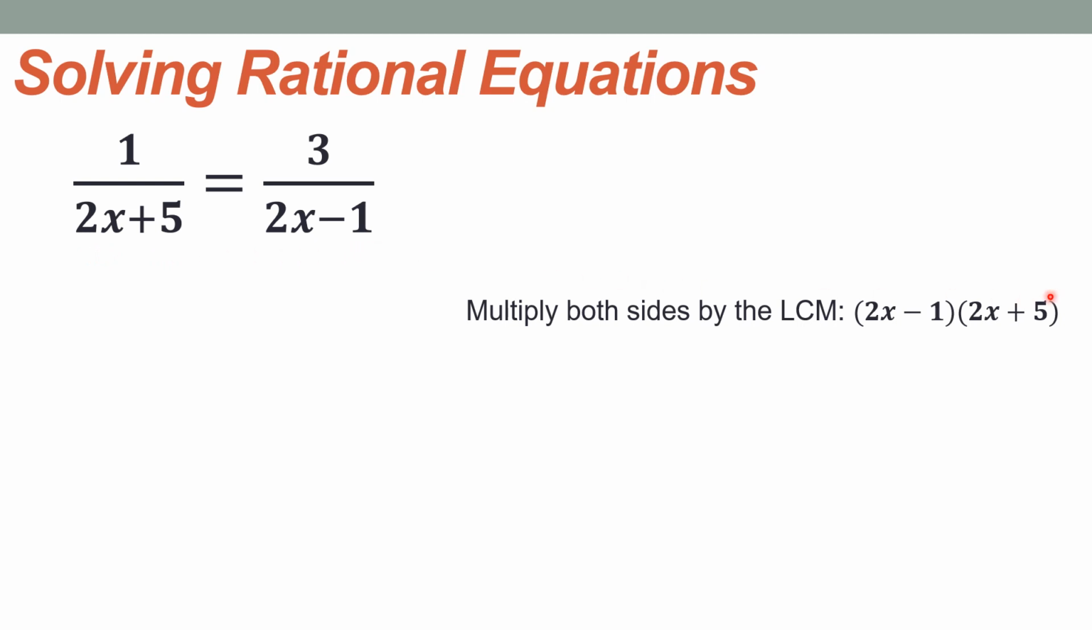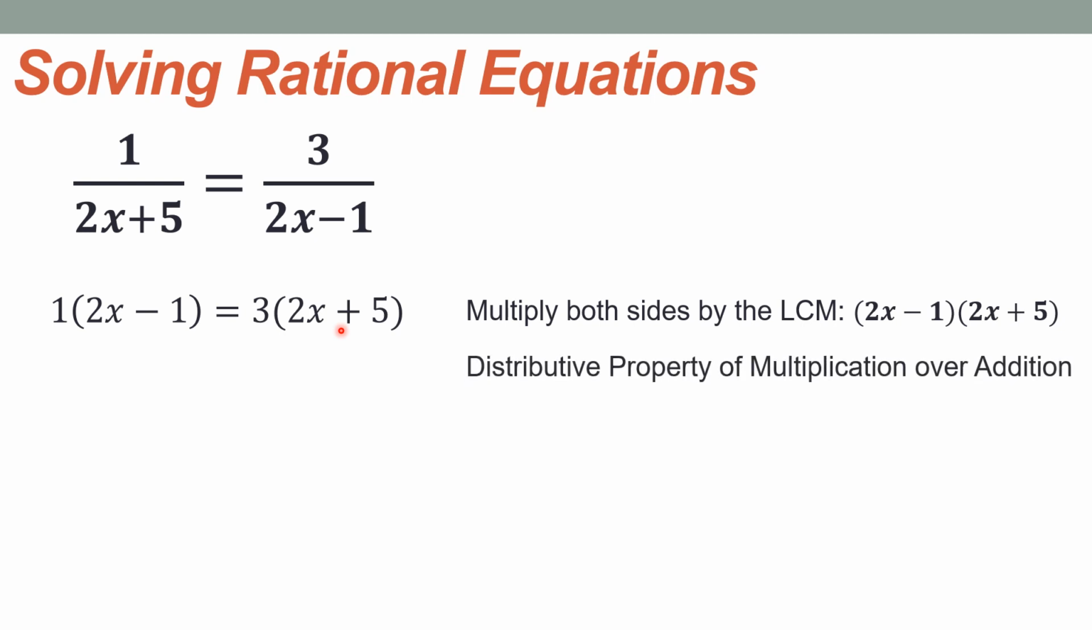My shortcut here is cross-multiplying. I cross-multiply these two. So we have 1 times 2x minus 1 is equal to 3 times 2x plus 5. Now, we are going to use the distributive property of multiplication over addition. 1 times 2x is 2x. 1 times negative 1 is negative 1. 3 times 2x is 6x. 3 times 5 is equal to 15.